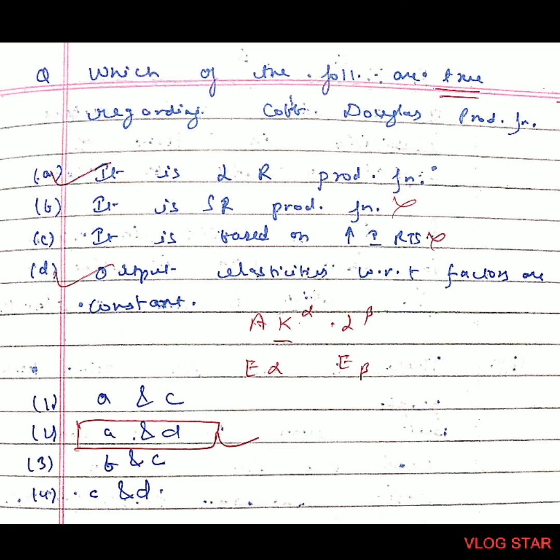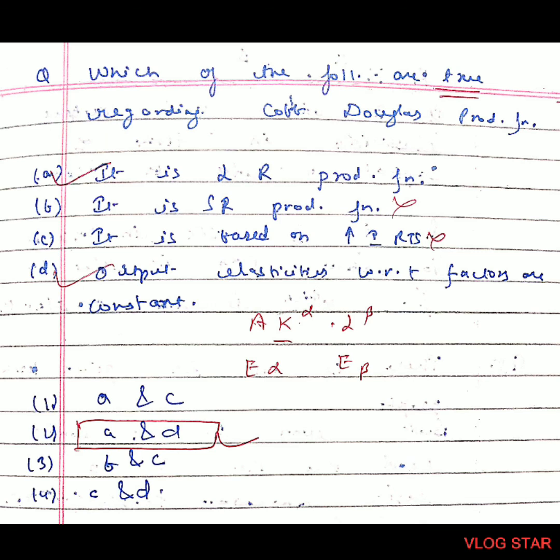Short run production function was the law of variable proportions. So the second one is not correct. The third option says it is based on increasing returns to scale. This is also not correct because it has 3 returns to scale, either increasing, decreasing, or constant. It depends upon what is the value of alpha plus beta. And the last option is output elasticity with respect to factors are constant. This is correct as we read before.